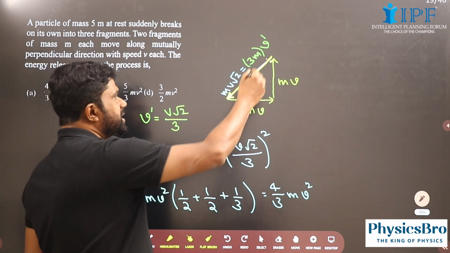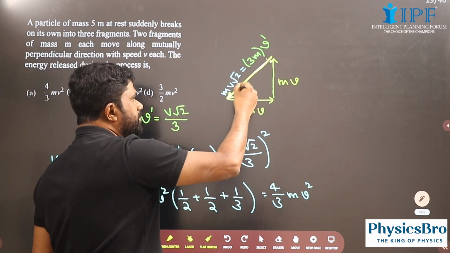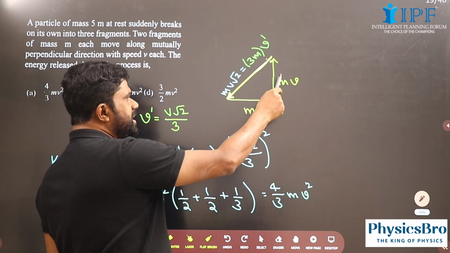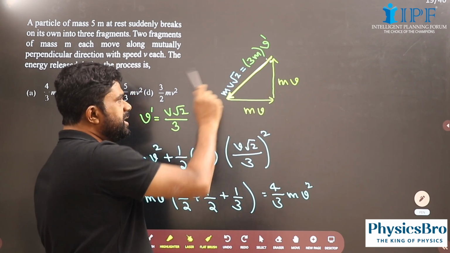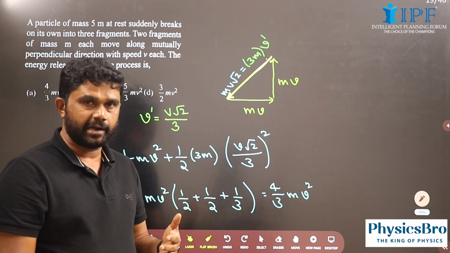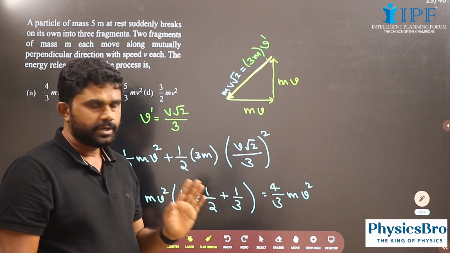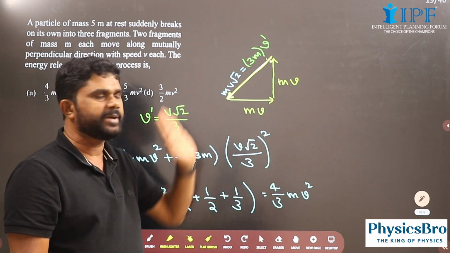So the linear momentum vector of the third fragment must be like this. See, by Pythagoras theorem, if this is mv and this is mv, this will be mv root 2. I have told you earlier. See, if this is 10 and this is 10, no doubt this is 10 root 2. If this is x and this is x, this will be x root 2.